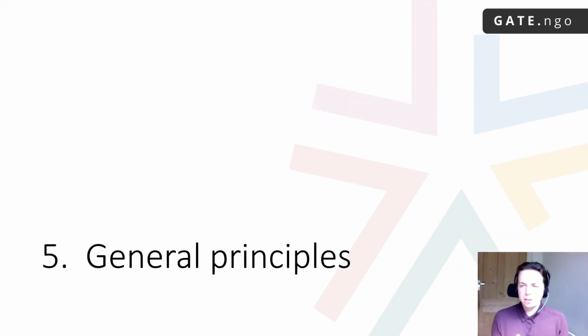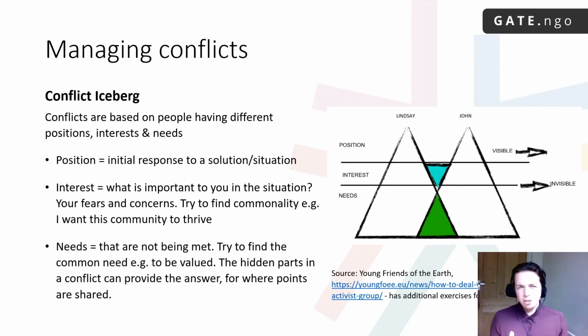Now for the final section of this video, we'll look at some general principles. The first general principle is around managing conflicts, and this is a useful tool for how to do that, called the conflict iceberg. And you can see on the diagram on the right, it's got 2 people, Lindsay and John, who are in conflict about an issue. And it looks at the idea of positions, interests, and needs.